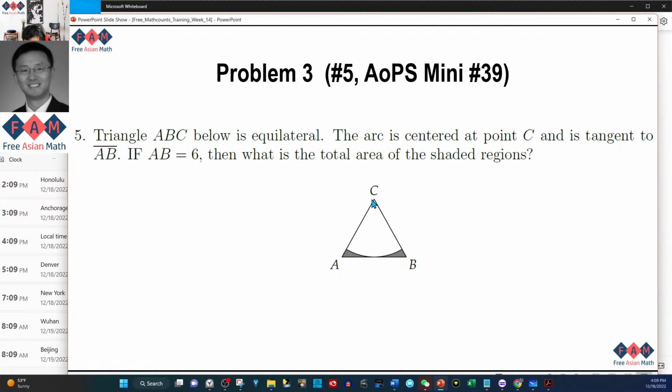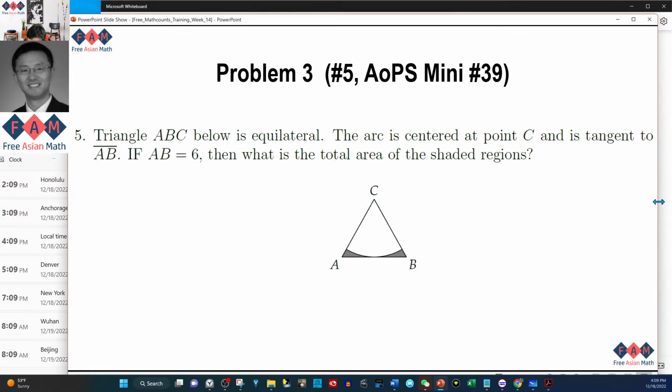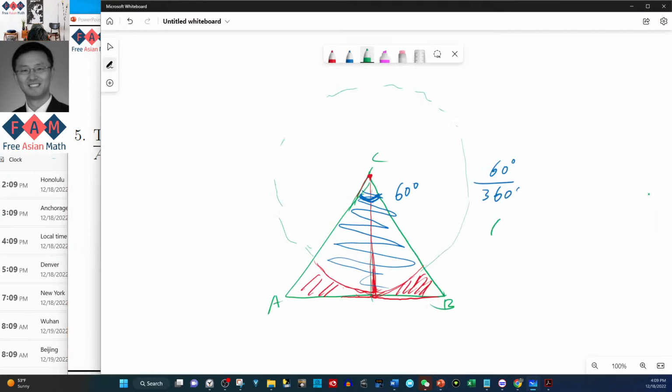So if the side length of this equilateral triangle AB is 6, right, what is the radius? The radius must be 6 times square root of 3 over 2, because this is the longer side of the 30, 60, 90 triangle.